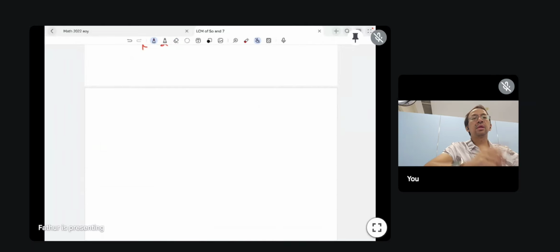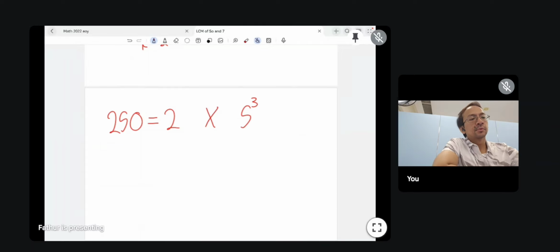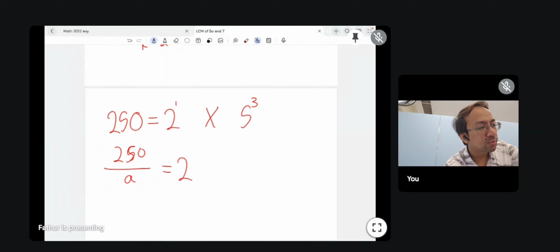250. 250 is equal to 2 times 5 to the power of 3. So I want 250 over A to be a perfect cube. So what must I do? I analyze the power. This 2 is power of 1, right? Does this meet the minimum requirement of 3 as the multiple of 3? No, right? So I just put 0.